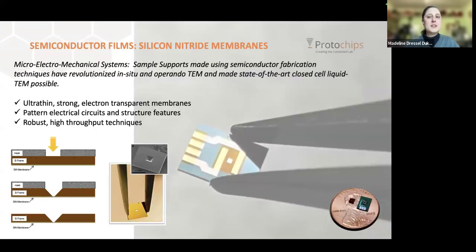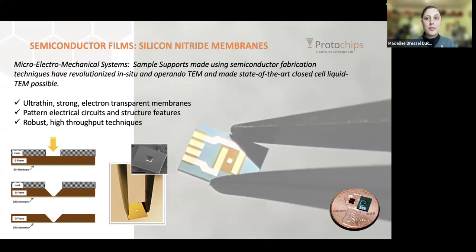However, it really wasn't until the development of semiconductor thin films that we were able to take this to a more practical level, from being a novelty to something we could learn real science from. We could see real structural information and get much better resolution. MEMS-based films, or micro electromechanical systems sample supports, use traditional semiconductor fabrication techniques. They're fabricated on a wafer, and they've revolutionized what we can do with in situ and operando TEM studies, particularly for liquid TEM and gas TEM studies.